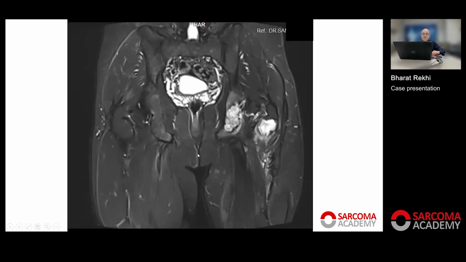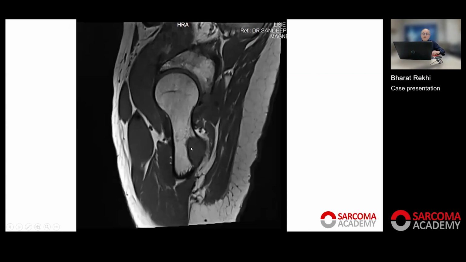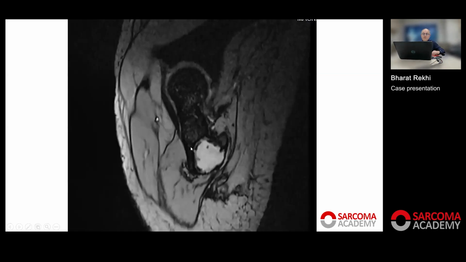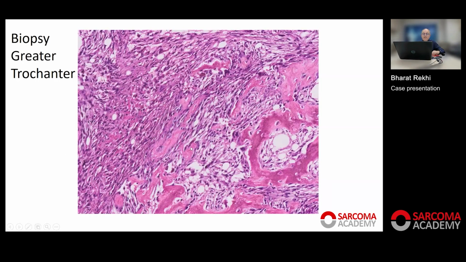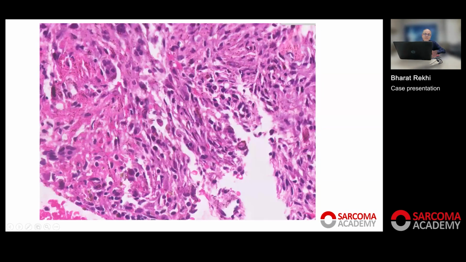And these are a couple of images of the post-contrast MRI, where you can see multiple lesions. Then there was a biopsy from the greater trochanteric lesion. You can see woven bone and a couple of multinucleate giant cells scattered, and a population of oval to spindle cells. This is the woven bone, the pink, and you see some scattered multinucleate giant cells, and then the oval to spindle shaped cells.